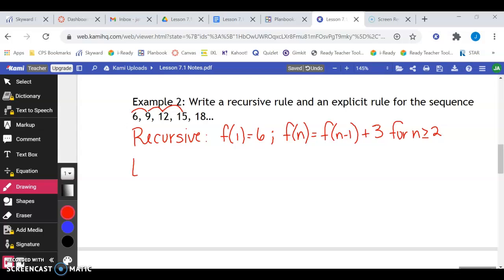And then for the explicit rule, we have to have our answer, f of n, equals our first term, which is 6, plus our common difference, which we figured out was 3, and that's going to be multiplied by n minus 1, whatever term we decide to find there.